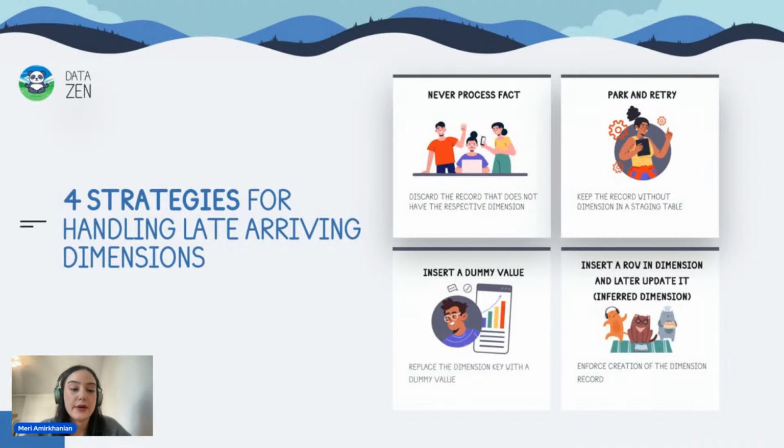All right, now let's talk about the 4 strategies for handling late arriving dimensions themselves. Now I will go through all of them briefly, then I will explain the data model of our example and the scenario, based on which I will talk about each strategy in more detail. So first we have never process fact, where we discard the record that does not have the respective dimension and just wait for another batch processing to happen that would bring us possibly both fact and dimension.